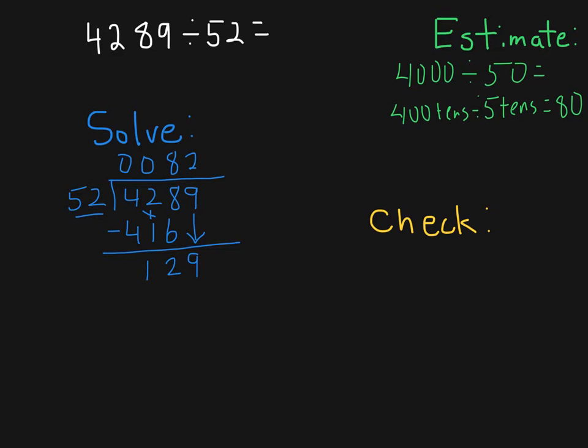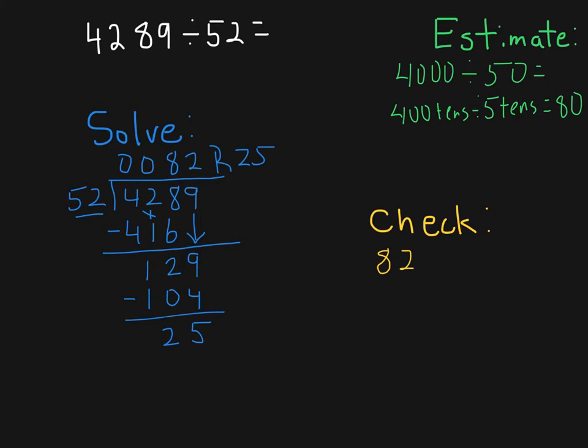So 2 times 52 is going to be 104. And when I subtract, 9 minus 4 is 5, 2 minus 0 is 2, 1 minus 1 is 1. So I'll have a remainder of 25, which is a fairly large remainder, but it's okay because it's still smaller than 52.